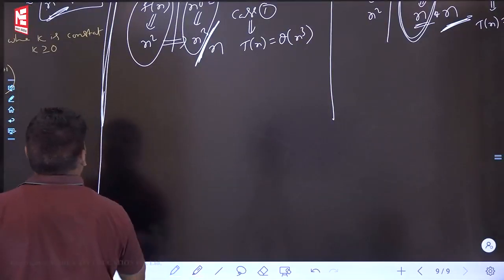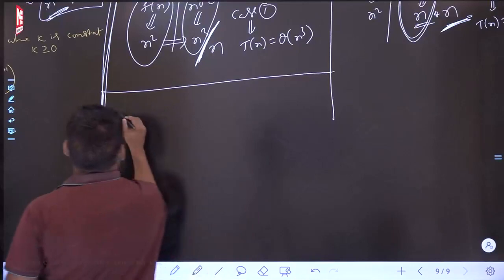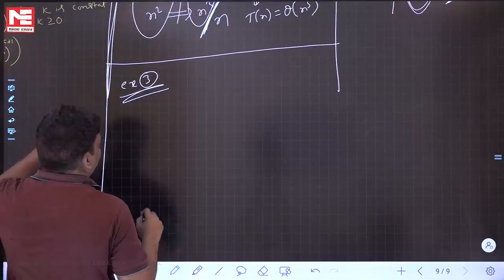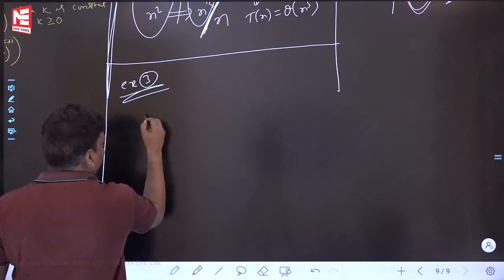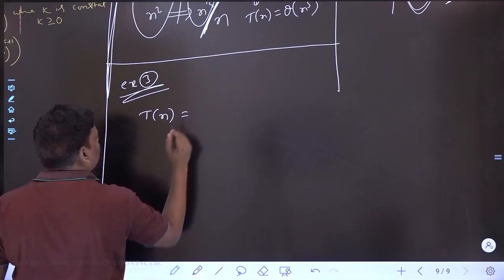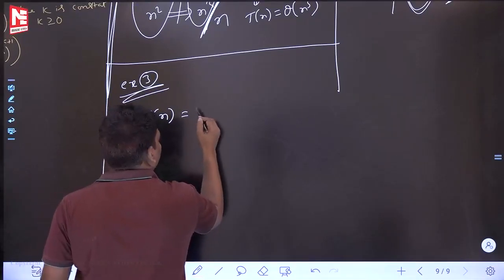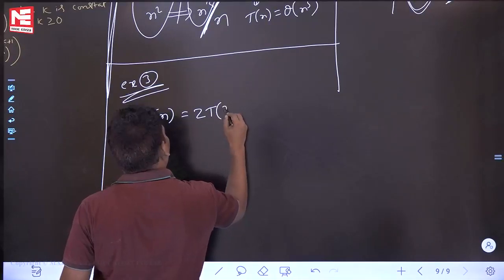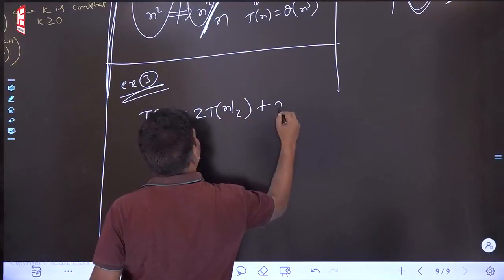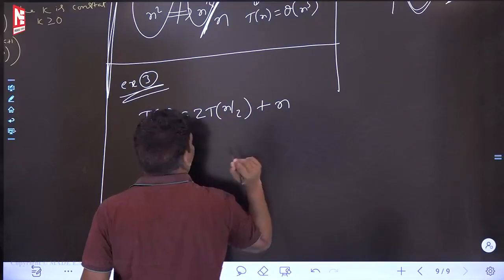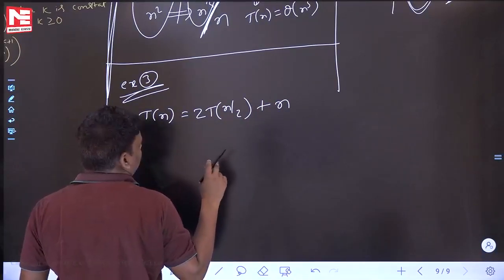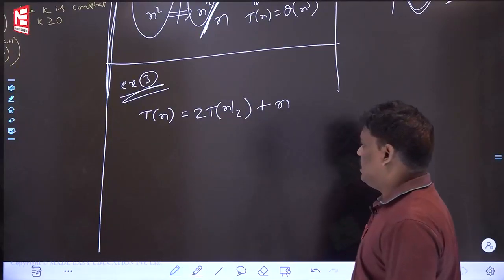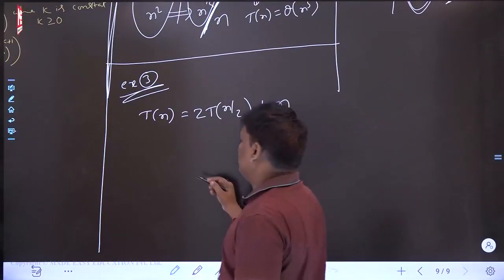Those people who are really troubling, see this example also. Example 3. Guarantee you will get it now. See example 3. T of n is equal to 2T(n by 2) plus n. It is the recurrence, please listen, an interesting one.